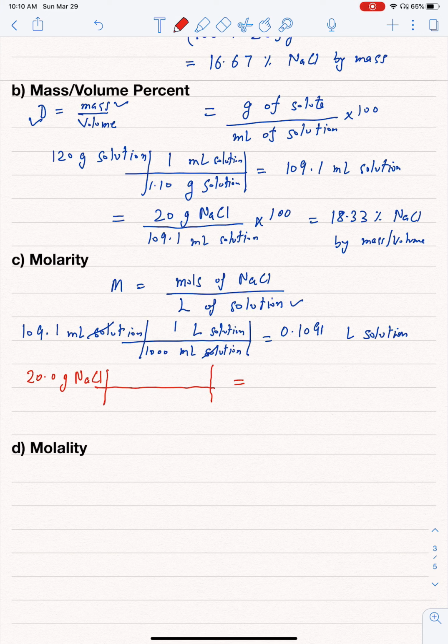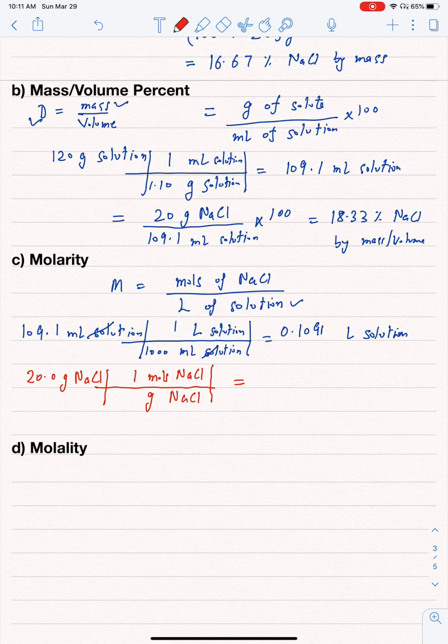So in this particular case, we're going from the mass to the moles. So I'll go ahead and write down moles of NaCl on the top, and grams of NaCl on the bottom. Okay, well, one number goes with the moles and one number goes with the grams. That's going to be your molar mass of NaCl, or the formula mass.